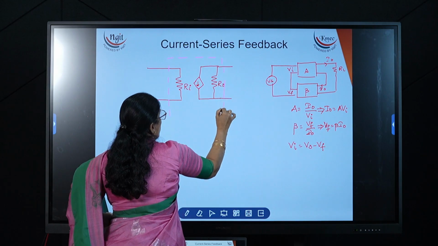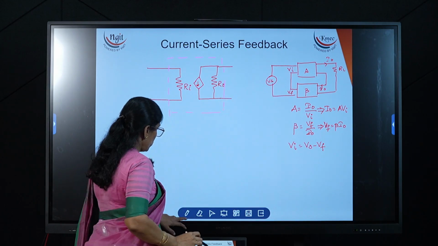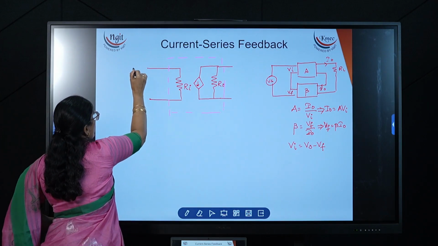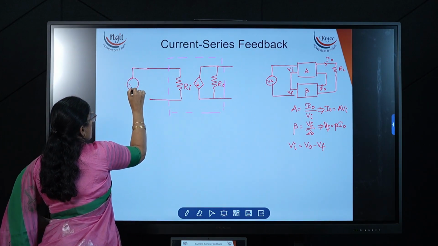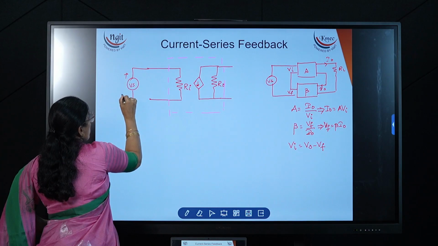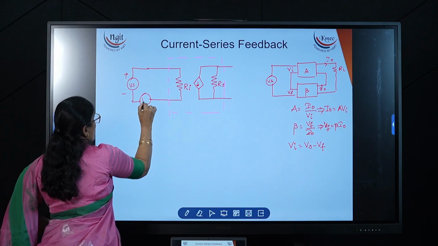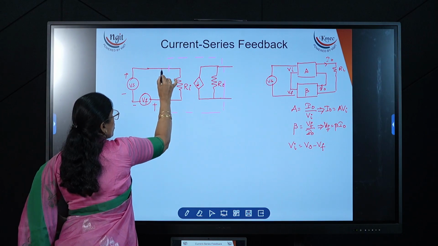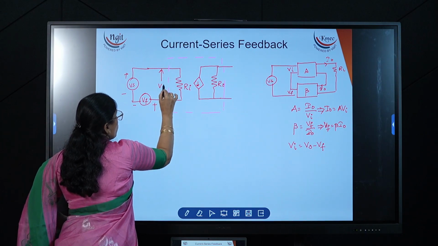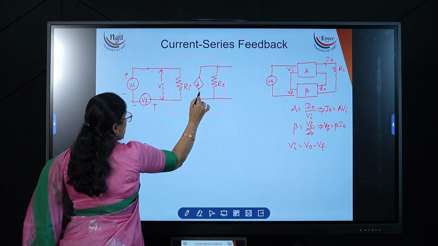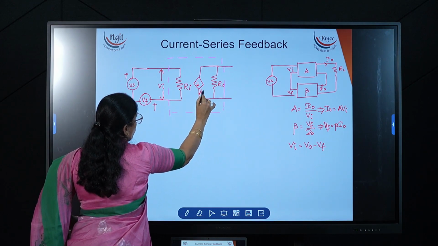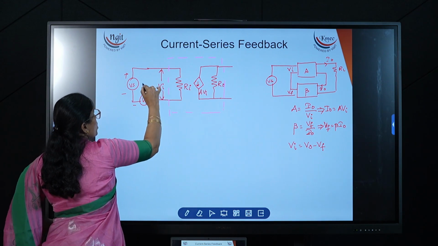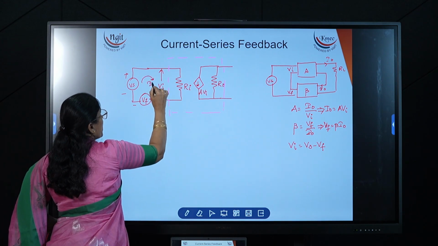For this I am now applying the input source. Input source is nothing but Vs. Here Vs is applied with plus and minus, and Vf from the feedback network has opposite polarity, because of negative feedback. Here the voltage is Vi, and the current source is A into the input parameter Vi. This is a single loop, and in this loop I am taking the current as I.